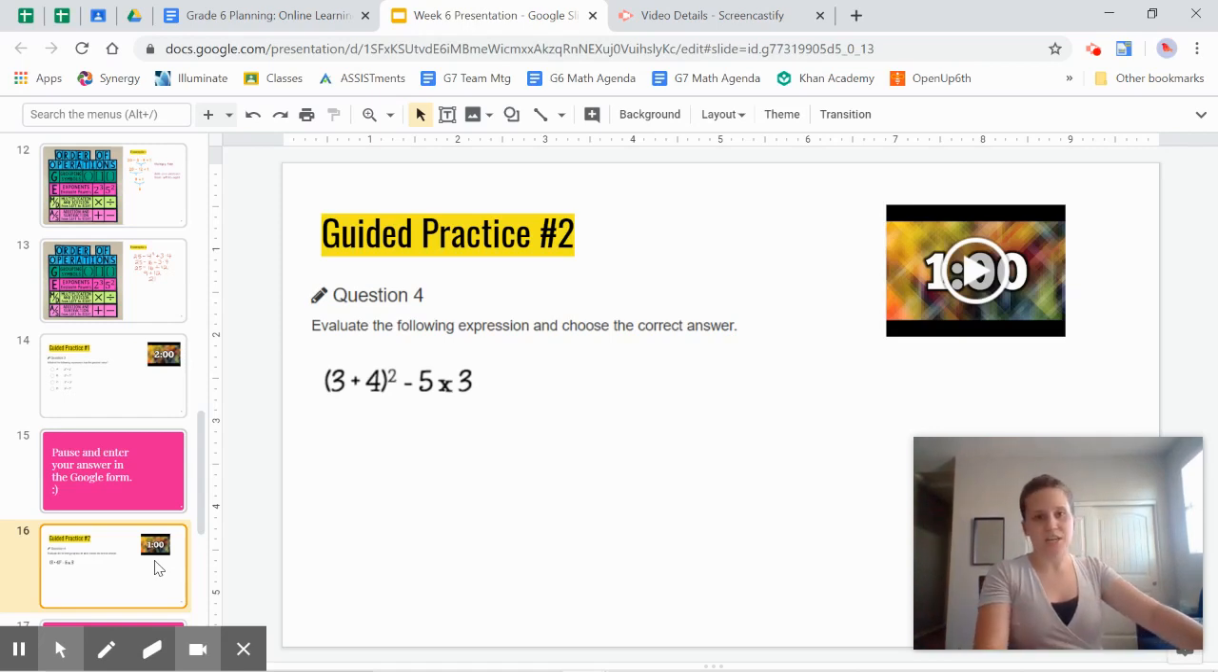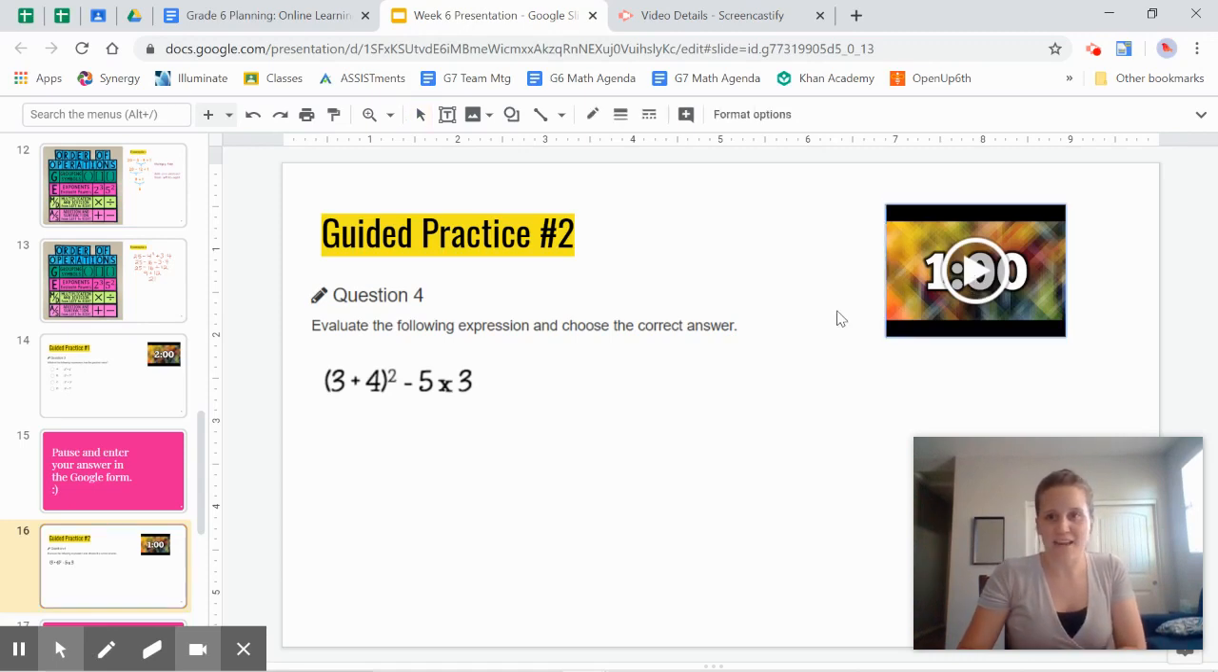Evaluate the following expression and choose the correct answer. There's no correct answer to choose. State the correct answer. I took out the multiple choice on this one. So go ahead and solve on your own. I'll see you back here in 1 minute.